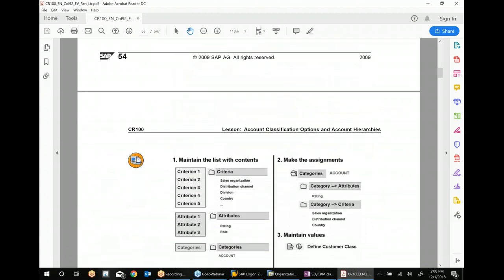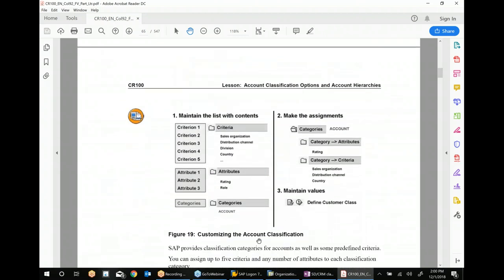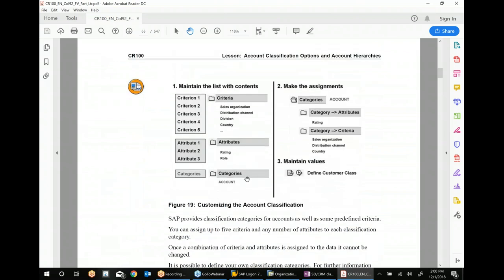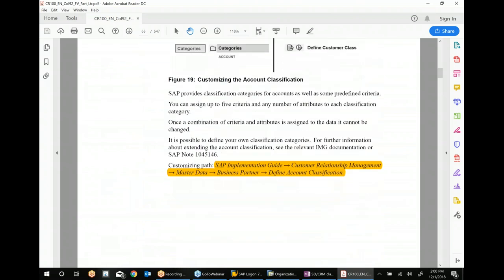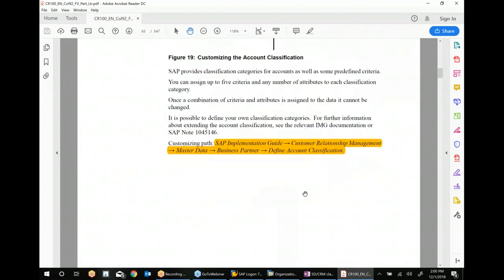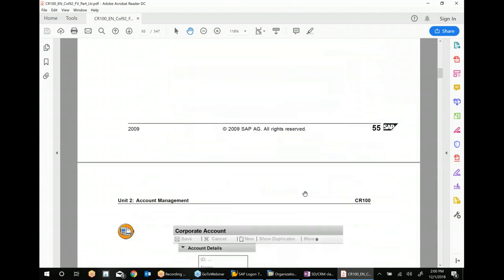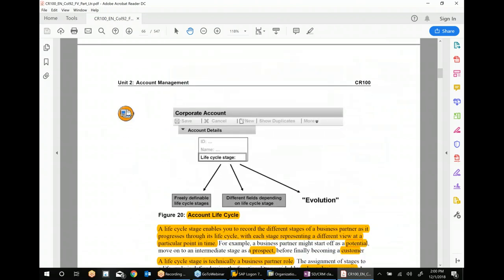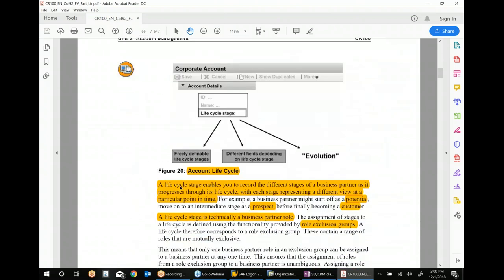Just an example. This is another example, account classification. You can define different attributes. We're going to do this exercise. This is the menu path where you can do the customization, you can do classification. We're going to do that classification. Account lifecycle. Make a note of 1, 2, 3, 3.5, 2.5 lines. Okay. Make a note of that.